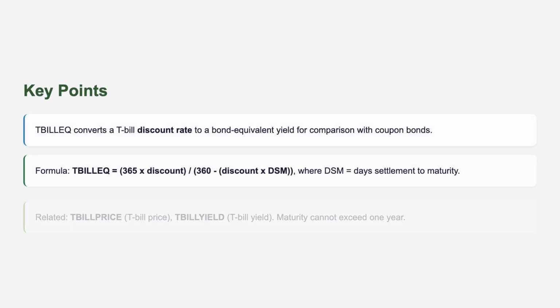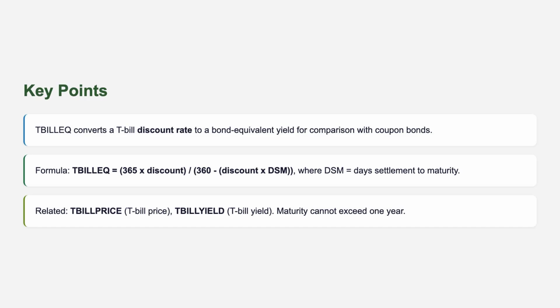Key points to remember. TBILLEQ converts a T-bill discount rate to a bond equivalent yield for comparison with coupon bonds. The formula is 365 times the discount divided by 360 minus the discount times DSM, where DSM is the number of days from settlement to maturity. Related functions include TBILLPRICE for T-bill price and TBILLYIELD for T-bill yield. The maturity date cannot exceed 1 year from settlement.